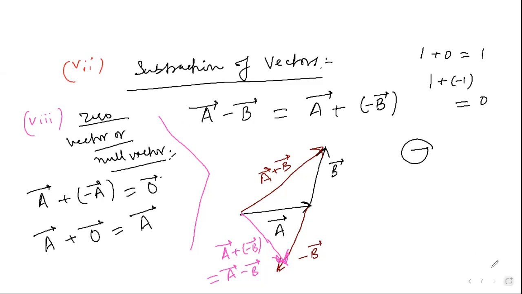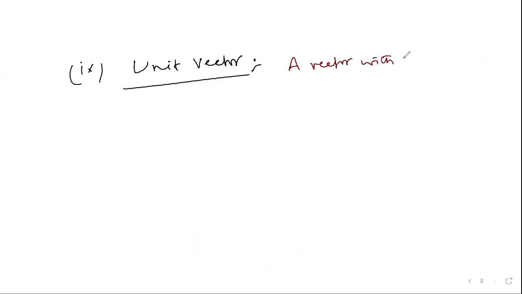Similarly, we define another thing that's called the unit vector. A unit vector is, by definition, a vector with unit magnitude and dimensionless. So a unit vector is a vector which has magnitude equal to 1 and which has no dimensions, which has no units, right?